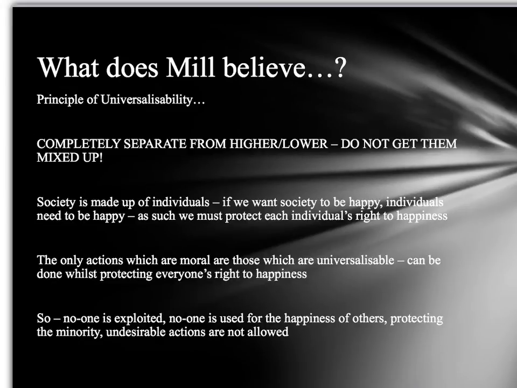Okay, so the second distinctive feature of Mill's utilitarianism is the principle of universalizability. Now, I'm not going to go into this in too much detail because there is another video on Mr. Gilbert's guides about the principle of universalizability, so have a look at that. But just make sure that you keep Mill's ideas about higher and lower pleasures and the principle of universalizability and rule utilitarianism completely separate. They are not the same thing. They are distinctive features of his theory. They are not to be confused. Do not get them mixed up.